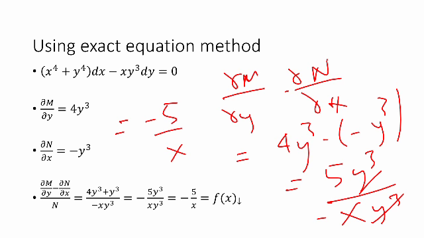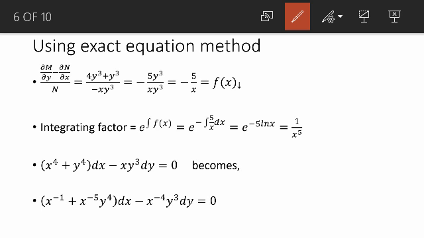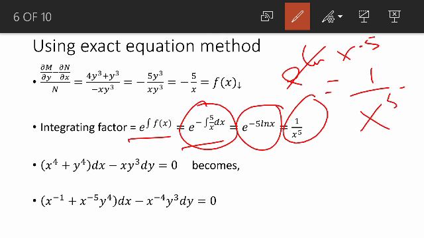And whenever dM over dy minus dN over dx all over N is a function of x, then we can say that our integrating factor, from our last video, is exponential integral of f of x. Okay, so if we substitute the value for f of x, which is minus 5 over x, like we have here, that is going to give us exponential integral of minus 5 over x, which is minus 5 ln x. So we got exponential minus 5 ln x, and exponential minus 5 ln x can also be written as exponential ln x raised to power minus 5. Okay, so the exponential and ln cancel out, and our value is 1 over x raised to power 5. So that's how we have this. So 1 over x raised to power 5 is an integrating factor.